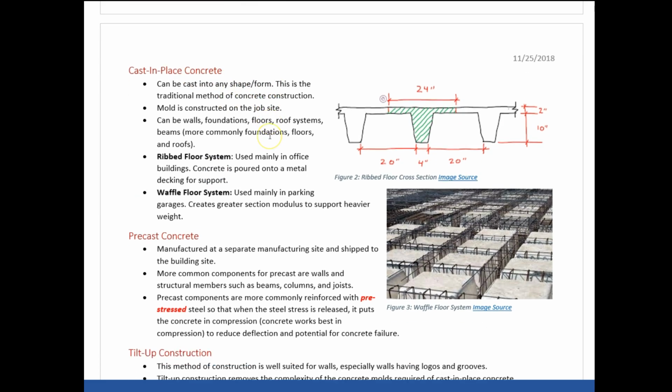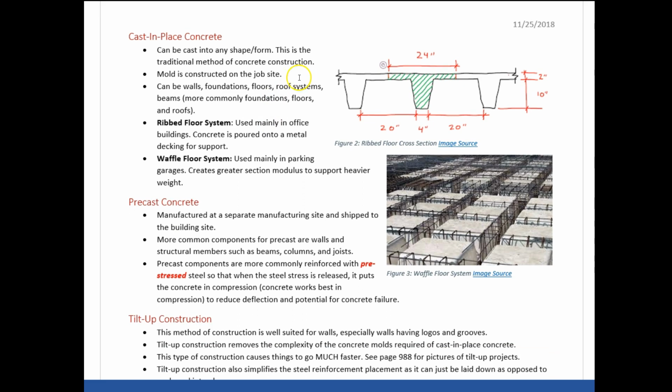The cast in place concrete is the more traditional type of concrete construction. It can take any shape or form. Here, the concrete mold is made and constructed at the job site, and the concrete is poured at the job site. What's common for cast in place concrete is the creation of walls, foundations, floors, roof systems, and beams, but it's most common for making the foundation systems of a building, the floor systems, and the roof systems due to their ease of casting and the limited amount of framing that's needed for producing the mold for those types of systems.